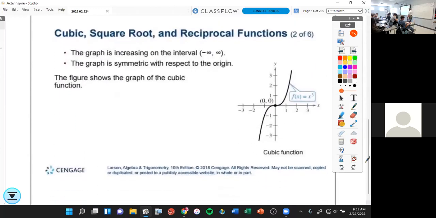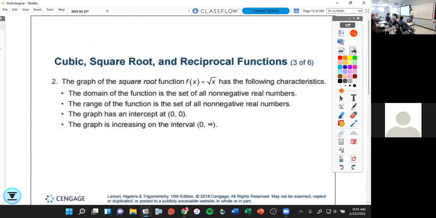There it is. Notice this graph is always increasing, right? Always going up. Symmetric with respect to the origin. That's why it's odd. Next one.